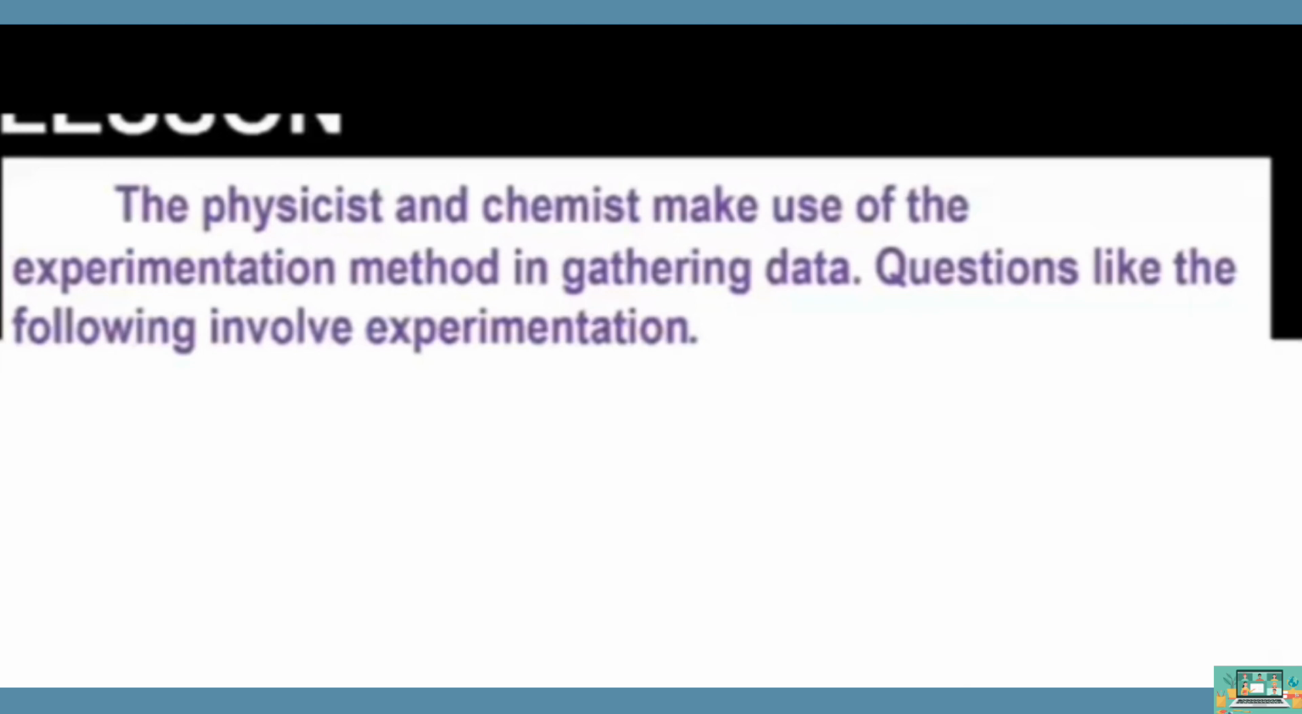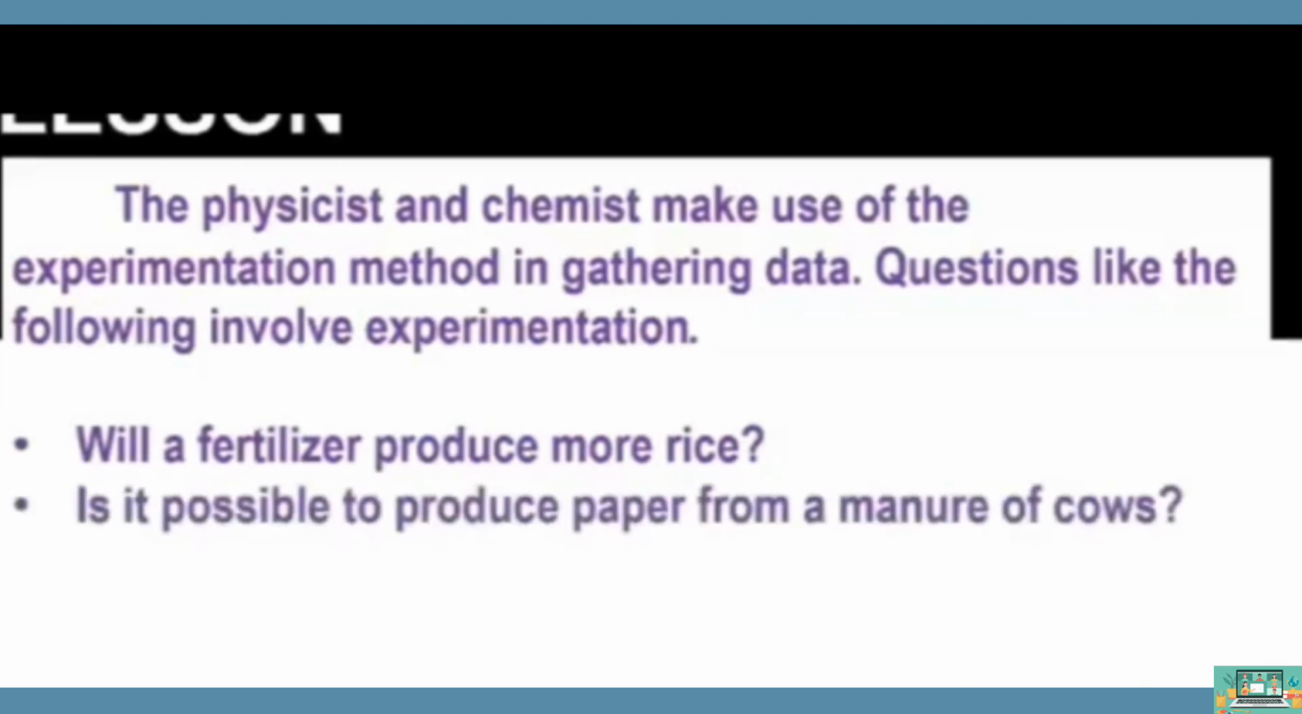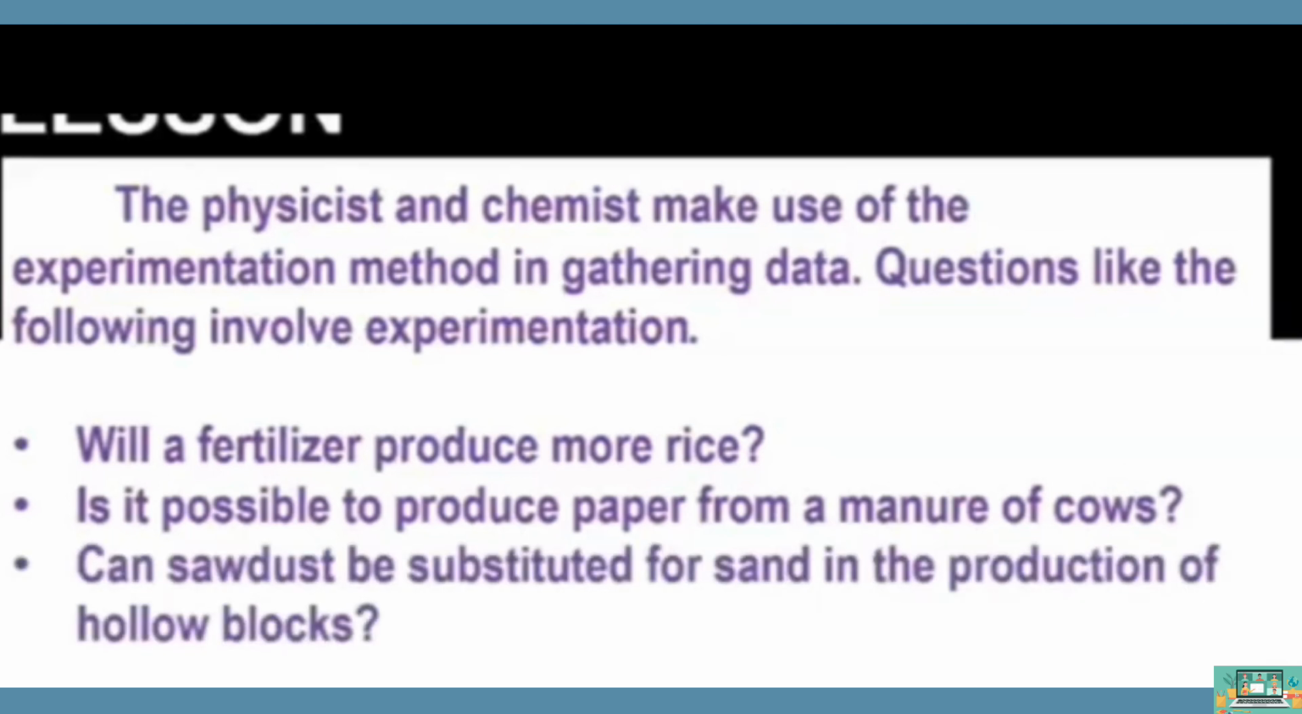The physicist and chemist make use of the experimentation method in gathering data. Questions like the following involve experimentation. Will a fertilizer produce more rice? Is it possible to produce paper from a manure of cows? Can sawdust be substituted for sand in the production of hollow blocks?